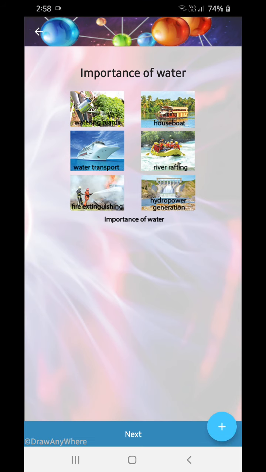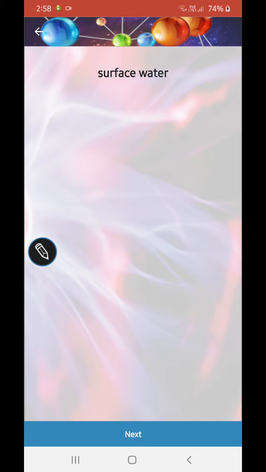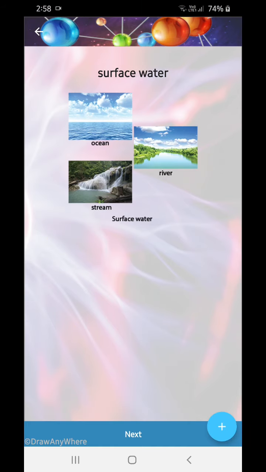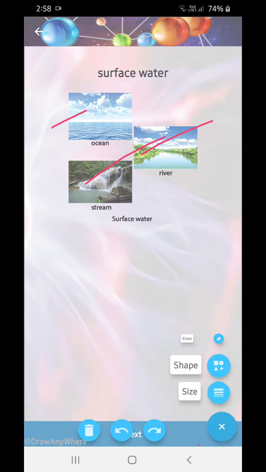Importance of water. What is the importance? You can water plants, you can travel by houseboat, water transport, river rafting, fire extinguishing, and hydropower generation. Surface water: ocean, river, stream. You've seen all this, right?